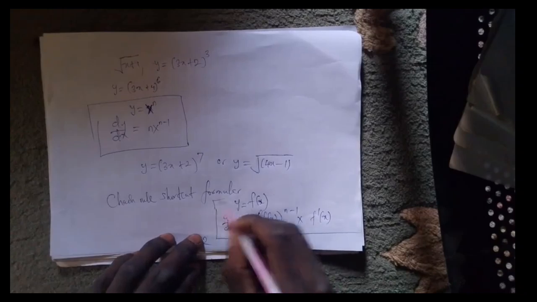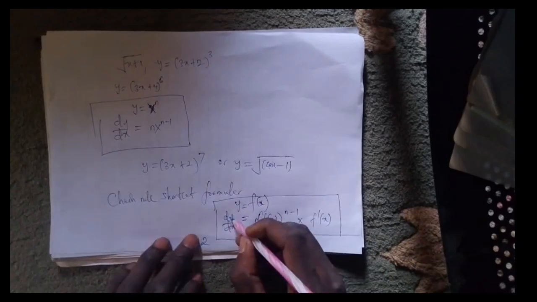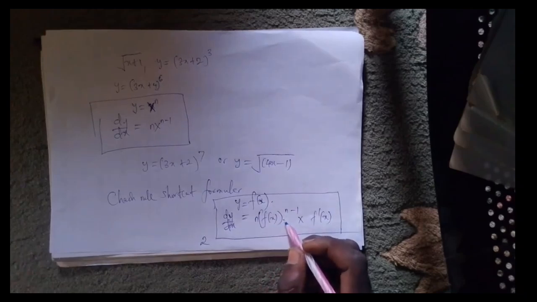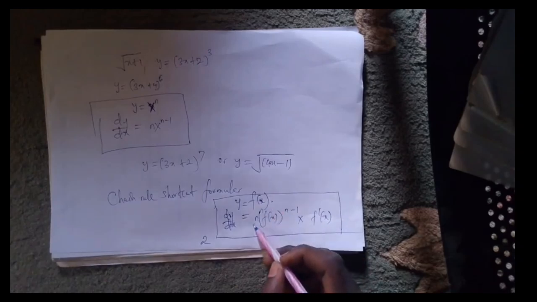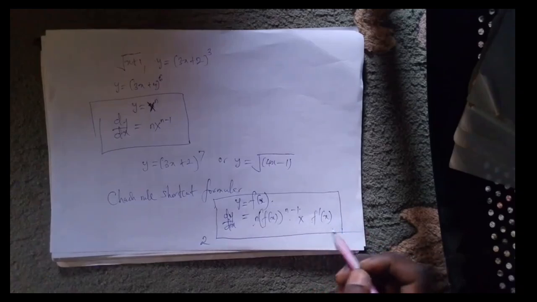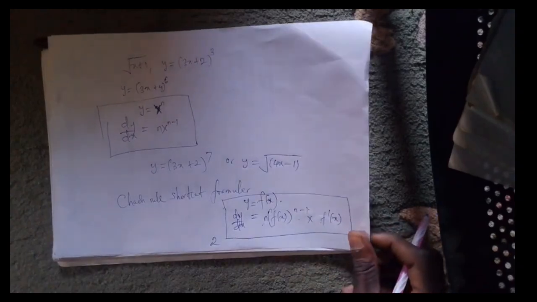We're going to apply it. The chain rule shortcut formula: if y is a function of x, dy dx will be n times f of x power n minus 1 times f prime of x. What we're going to do here is bring the power down, subtract 1 from the power, and then multiply by the derivative of whatever is inside the bracket. Now let's make some illustrations so that we understand better.